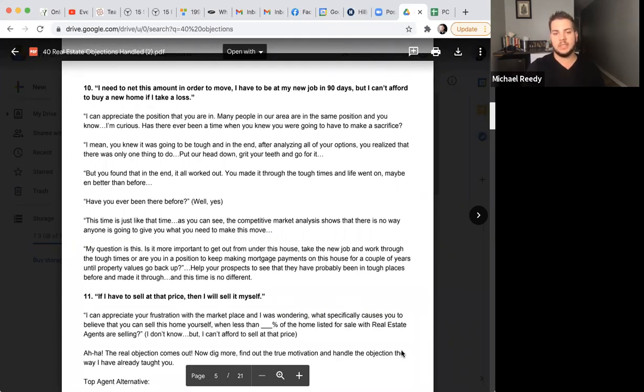My question is this: is it more important to get you out from under this house, take the new job, and work through the tough times, or are you in a position to keep making mortgage payments on this house for a couple of years until property values go back up?